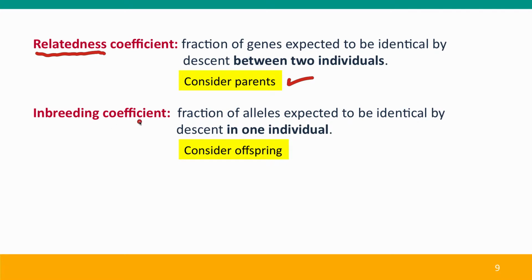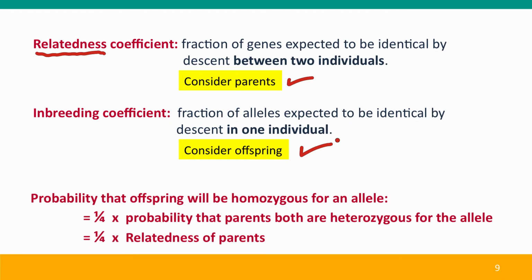The inbreeding coefficient is the fraction of alleles expected to be identical by descent, so far the same as this, in one individual. And this is what you should think about when you're thinking about offspring. And we can express mathematically the calculation that we just did. The probability that offspring will be homozygous for an allele, which is the inbreeding coefficient, is a quarter of the relatedness of the parents. That's the calculation we just did.